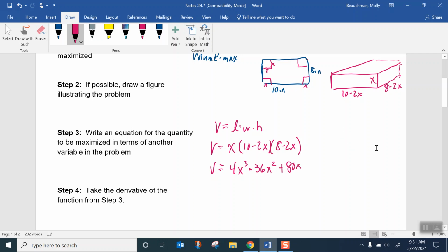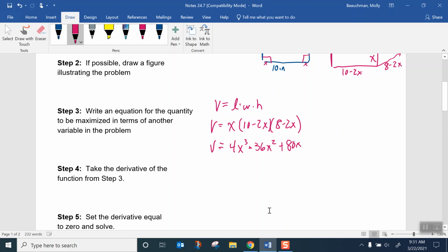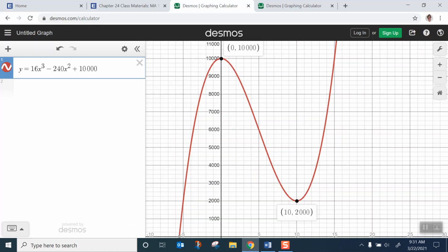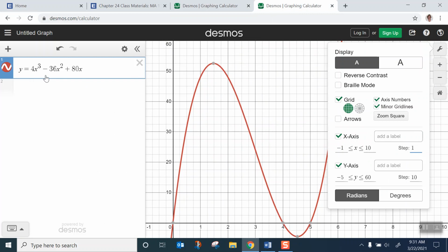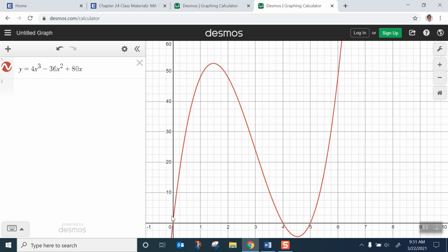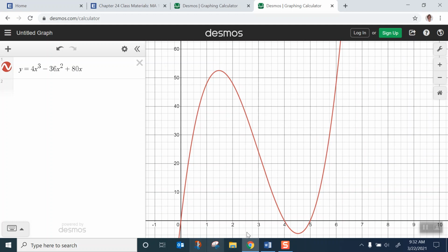So just to visualize what it is we're looking at, if you type it into Desmos and take a look at your 4x cubed minus 36x squared plus 80x, you've got to adjust your window so that you can see it. You can see this polynomial that models the size x that's cut out of the side of the box. Notice as you go from 4 to 5, you have negative values for volume. So the domain of this function is only from 0 to 4. So your solution has to be somewhere in between 0 and 4.